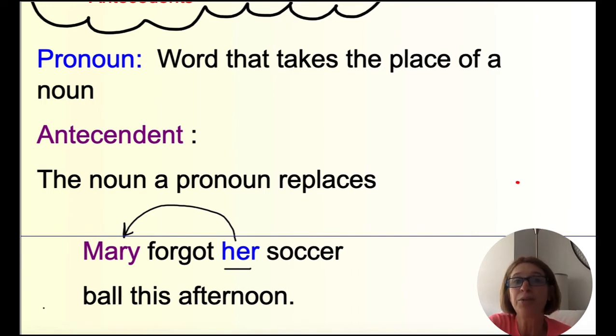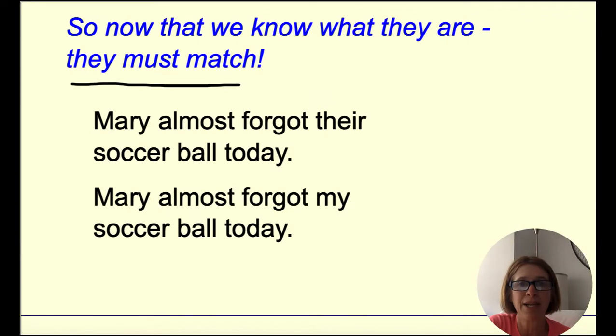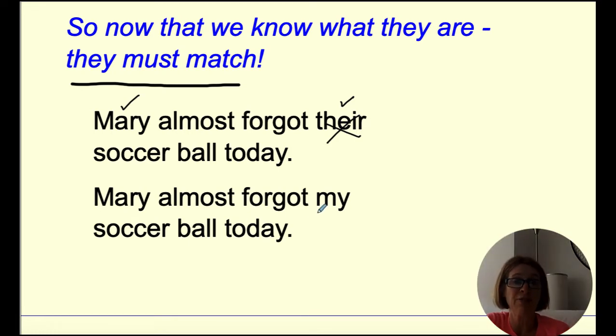Now that we know what that is, we need to really consider the number. Agreement in number: they have to match. So, Mary almost forgot their soccer ball today. Mary is singular, their is plural. They don't match. You can't use it. Mary almost forgot my soccer ball today. This is third person versus first person, with Mary and my. So you also have to think about it that way.